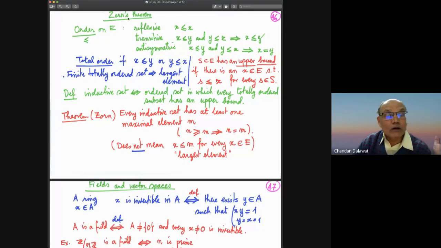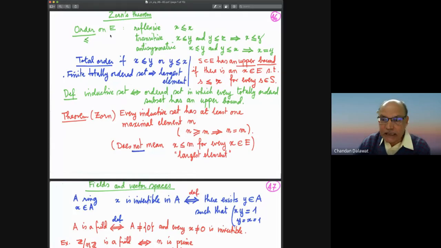So let's recall the statement of Zorn's lemma. It's also called Zorn's theorem, and it's about ordered sets. Some statement about ordered sets. What is an ordered set? It's a set E with an order. And what is an order on a set?